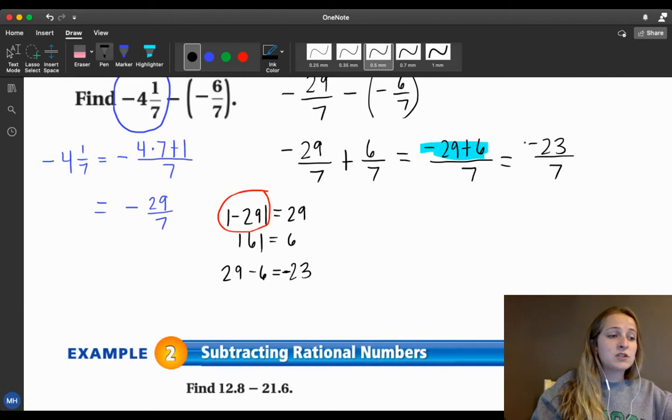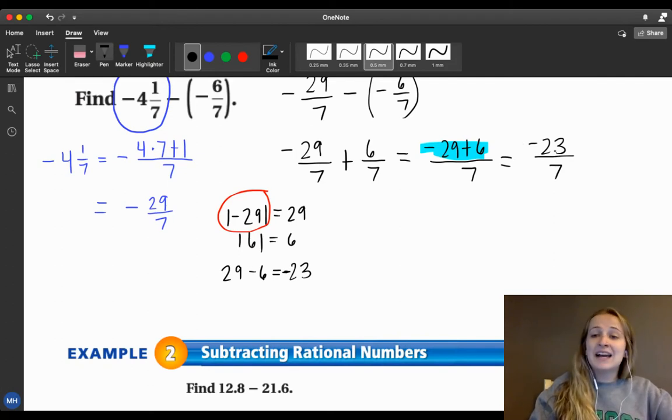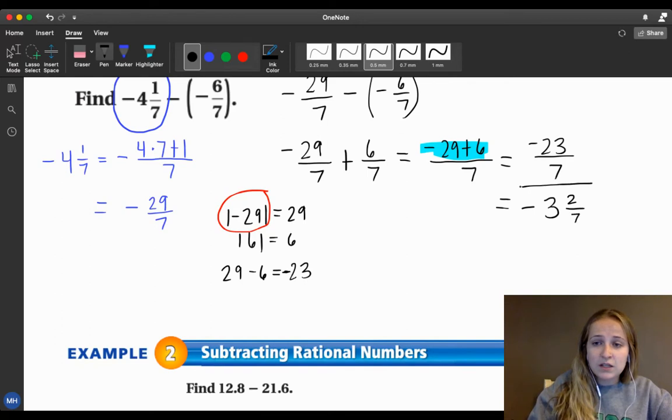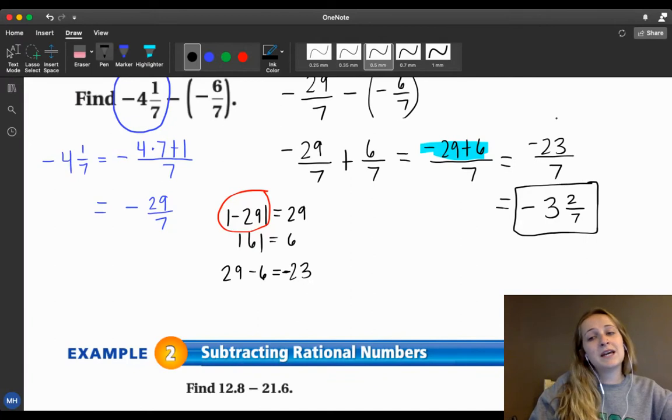If you would like to write the improper fraction as a mixed number, you need to decide how many times 7 goes into 23. Well, I know that 7 times 3 is 21. So keeping the negative sign, we know that we can make 3 wholes out of that. And then the difference between 21 and 23 is 2. So our remainder would be 2/7. So that would be our final answer. I'm pretty sure Big Ideas will take the improper fraction as well.